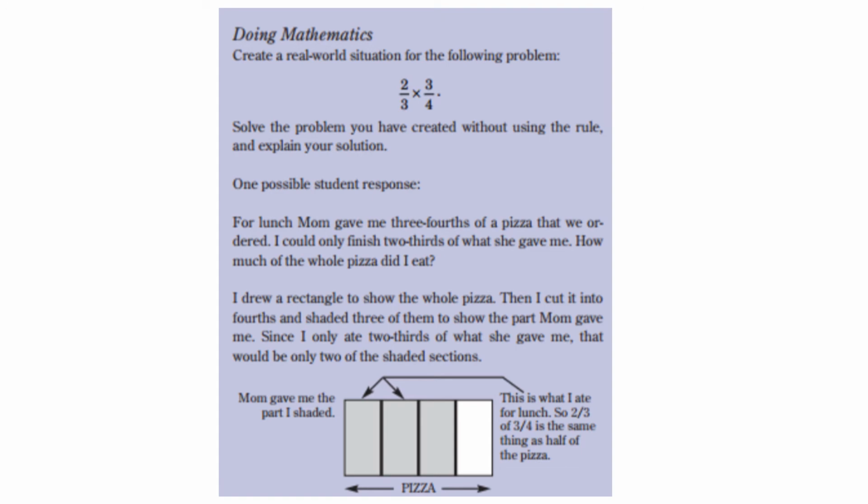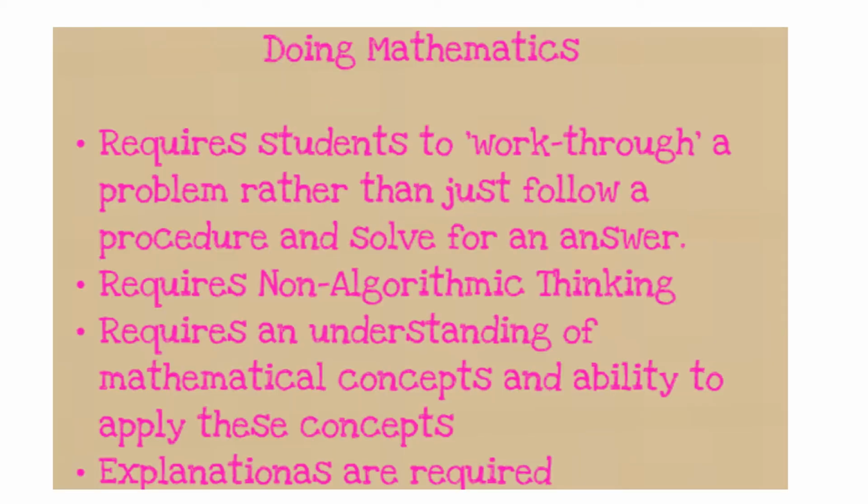Look at that explanation. I drew a rectangle to show the whole pizza, then I cut it into 4ths and shaded 3 of them to show the part Mom gave me. Since I only ate 2/3 of what she gave me, that would only be 2 of the shaded sections. So basically they ate half of the whole pizza. That kid would really understand what 2/3 times 3/4 means. And that is called doing mathematics.